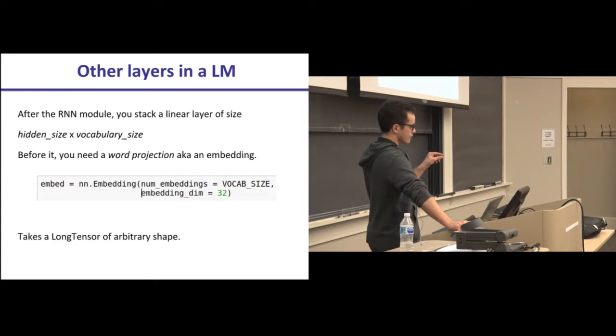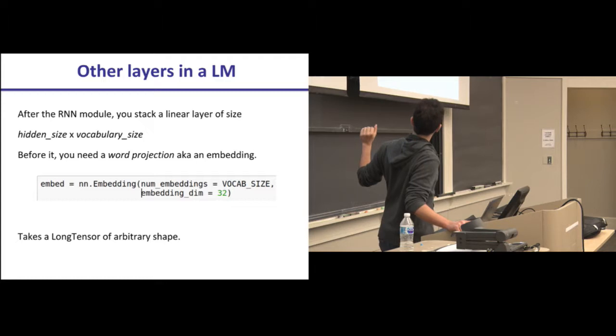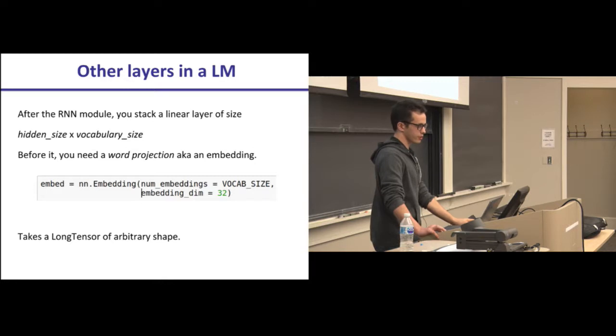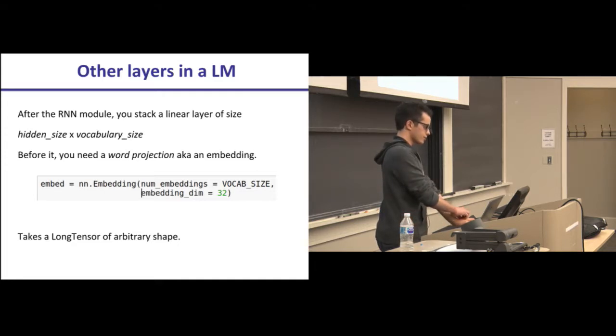So after the RNN module, you'd stack a layer that takes the hidden size and predicts your vocabulary words. So you'd have linear layers, with hidden size as the input and vocabulary size as the output. And on that, you can do cross entropy like you usually do. And before that, you need another layer that's going to take an integer that represents your word and return its word embedding, which will be a vector.